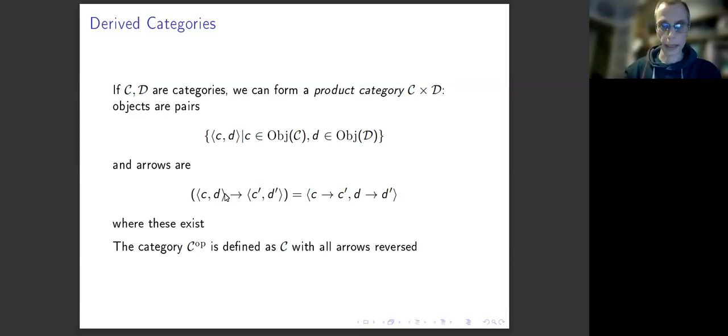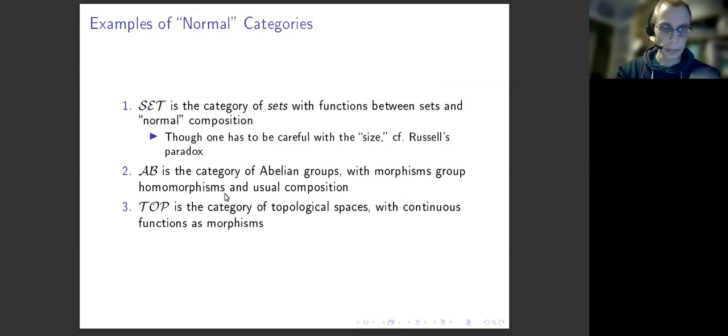And then that could be an arrow in that product category. So, we'll see how that's useful later. So normal examples are things like the category of sets. If you're a little bit careful, we will not go into why you have to be careful, because you can get to the Russell paradox from this one, where you look at the sets that include all sets that do not include themselves, you know, that sort of stuff. You have to be a little bit careful with that, but we will totally ignore that for this talk.